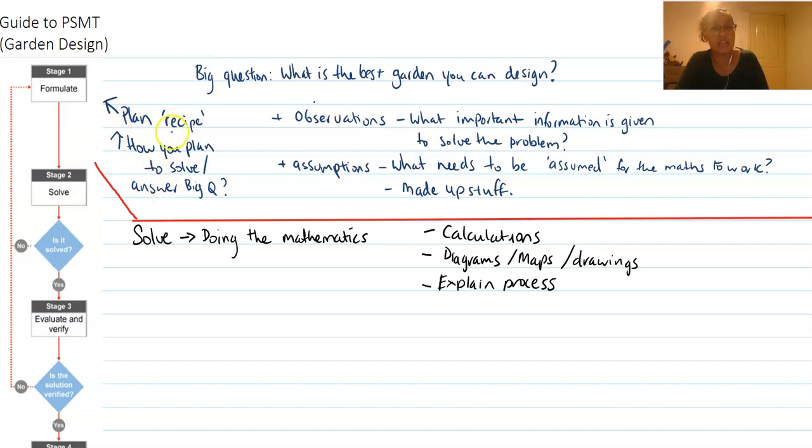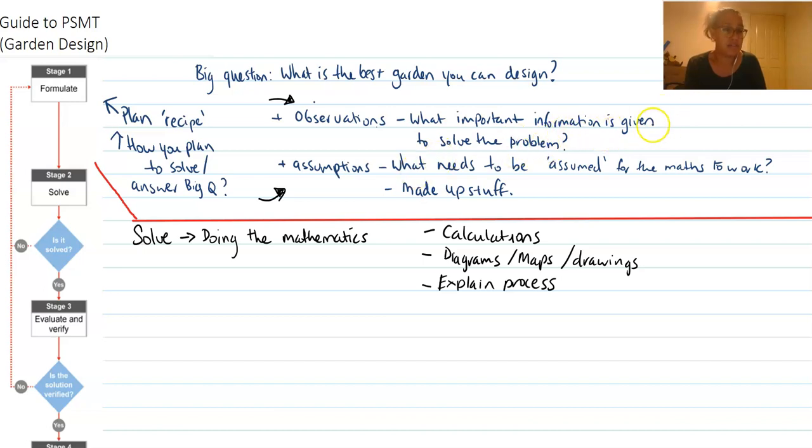So your plan is going to be like your recipe. Now your recipe requires a couple of things. It requires ingredients, so your observations, things that you already know, like what important information is given to solve the problem. And assumptions would be things like when the recipe calls for a cup of something, you are assuming that the cup that you have is accurate. So these things are expected, that you understand what it is. Essentially, an observation is what's important and could be used to solve the problem.